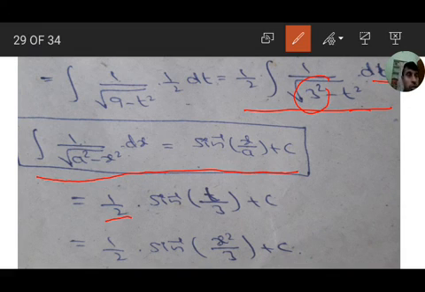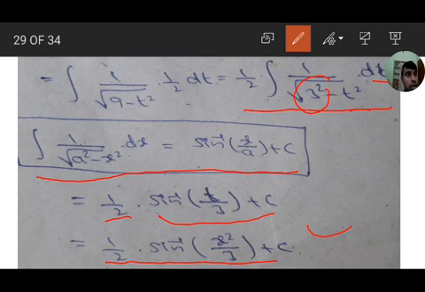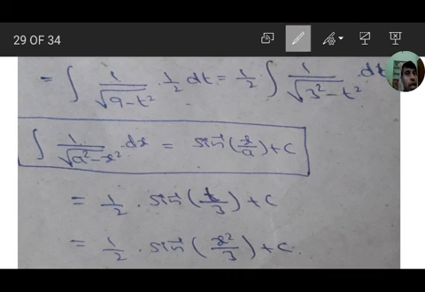So 1 by 2 as it is, sin inverse t by 3. What is the t value? x square. So 1 by 2 into sin inverse of x square by 3 plus c. It is the answer. Next problem.